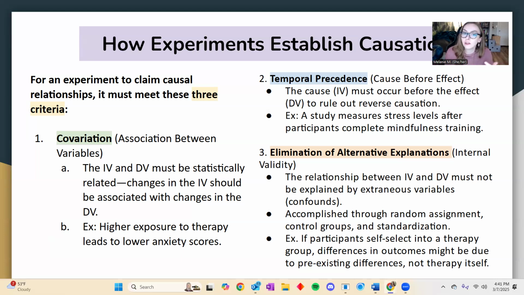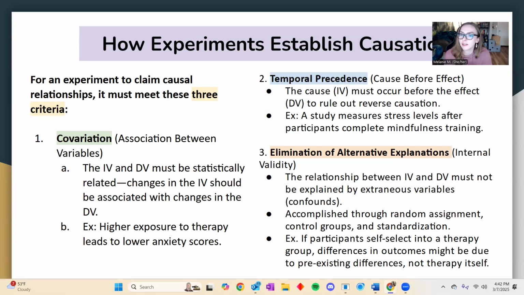We also have to have a temporal precedence, which means the cause has to happen before the effect. The independent variable has to occur before the dependent variable. And I know that sounds kind of hypothetical. And well, duh, Mel, of course things have to happen first before the outcome. Yes, but that's actually really easy to confuse in research design.